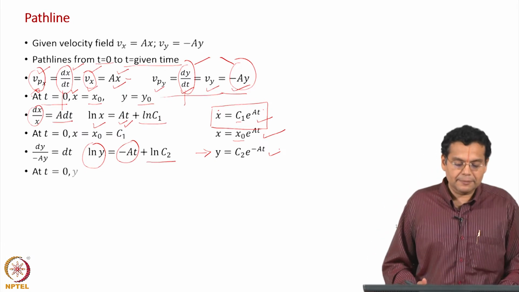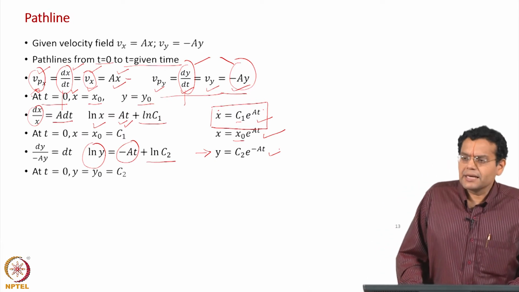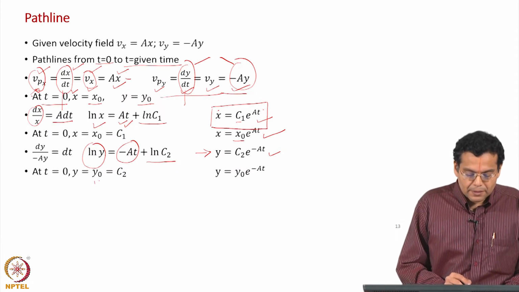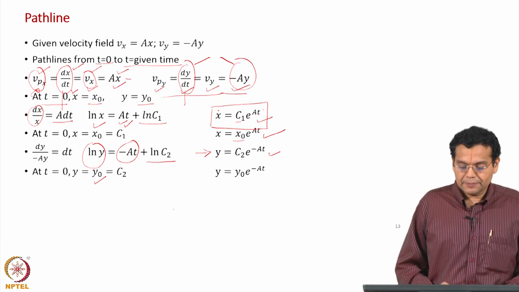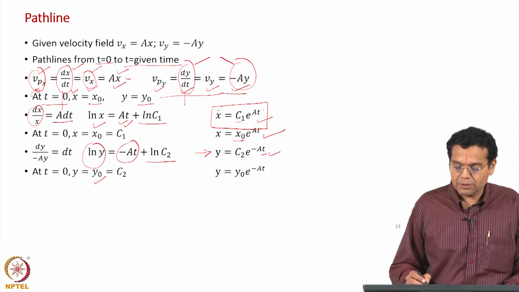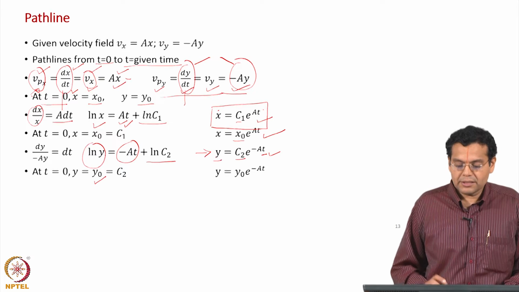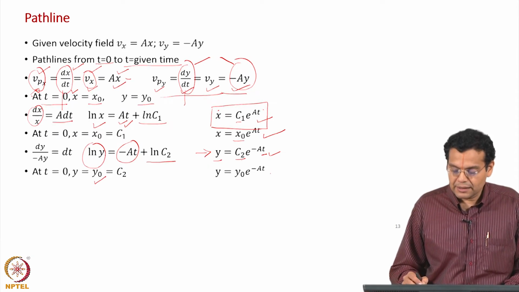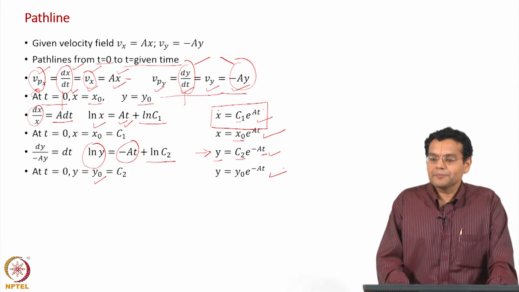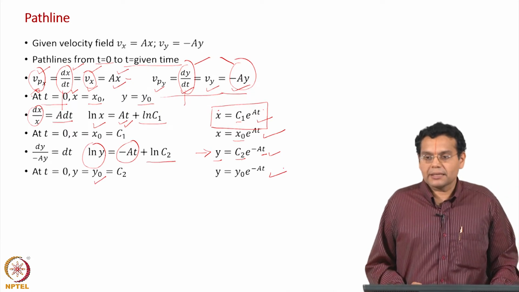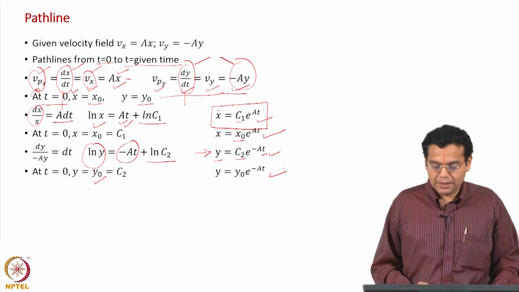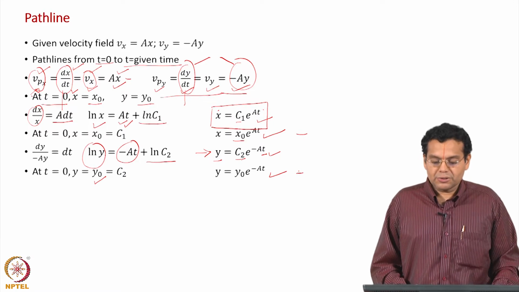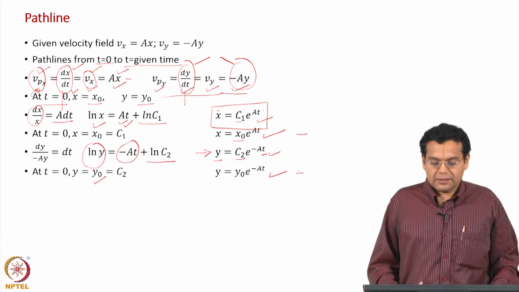Once again, use the initial condition: at t equal to 0, the y coordinate of the particle is y naught. So, substitute here t equal to 0 and y is y naught. So, c2 becomes y naught, and this is the equation which gives you the y coordinate of the particle as a function of time. Okay. These two put together constitute the path line for the particle. Okay.